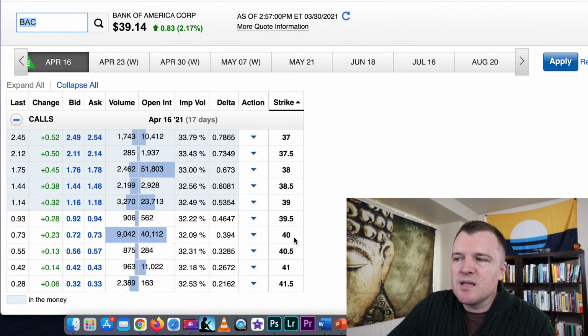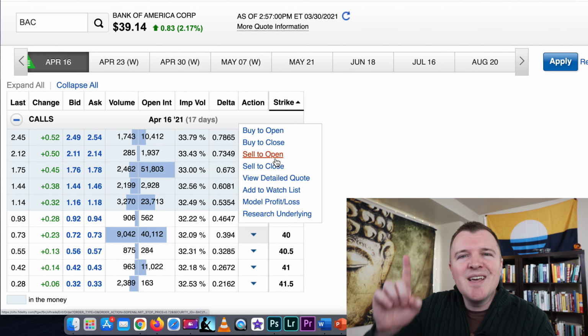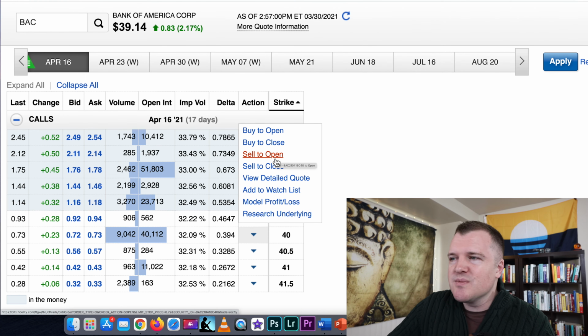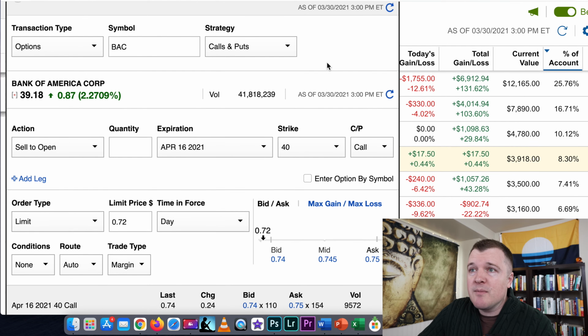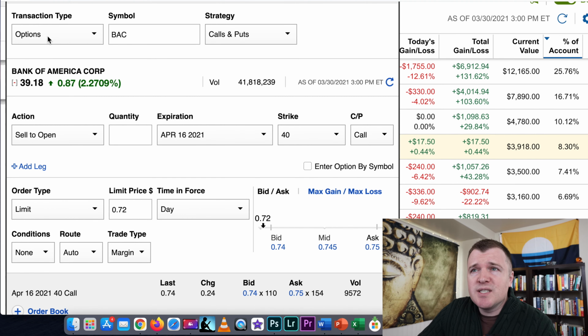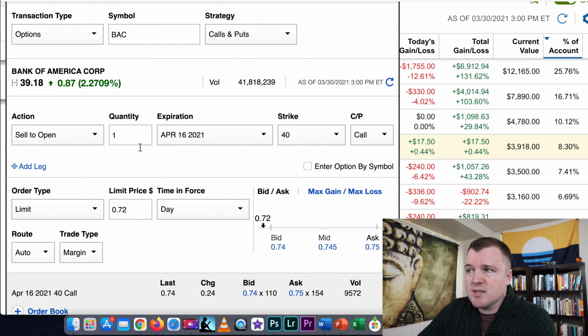So we'll go ahead and select the 40, and we'll click this drop-down menu, and we're selling to open for covered calls. So this is Fidelity's trade window. There's a couple different ways you can do it, but this one is the pop-up that will automatically appear. Transaction type is options, symbol BAC for Bank of America. We're selling to open, and because we only have 100 shares, we're only going to be selling one contract, so quantity of 1. Expiration date, April 16th, strike price of 40.